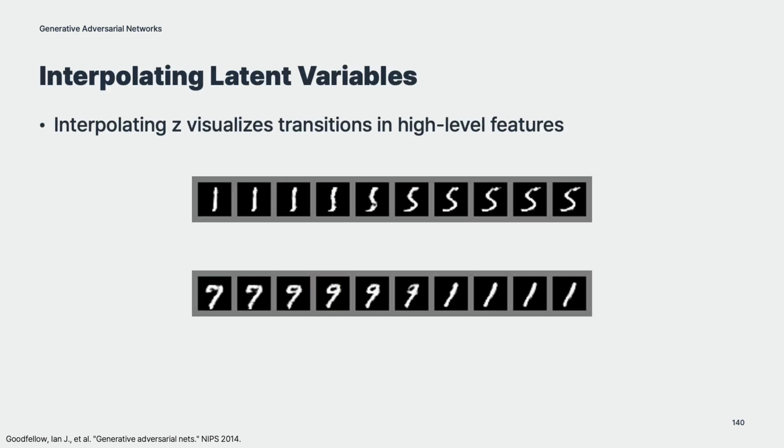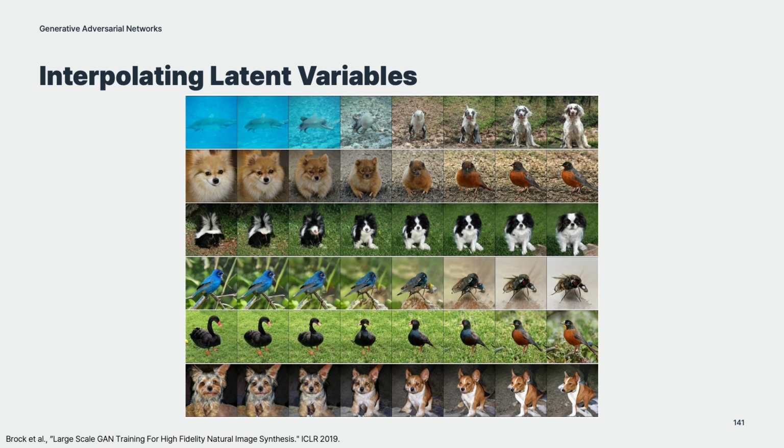As with VAEs, we can observe feature interpolation in GANs by linearly interpolating between points in the latent space. This interpolation property also appears in more complex high-dimensional images. For example, in the BigGAN paper, we can see smooth transitions even in high-resolution outputs.